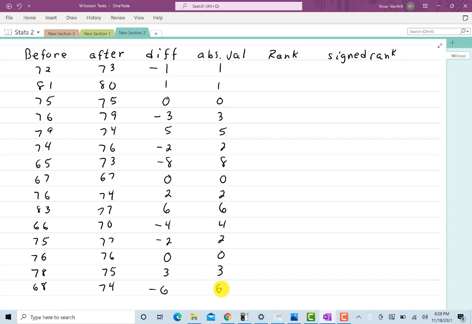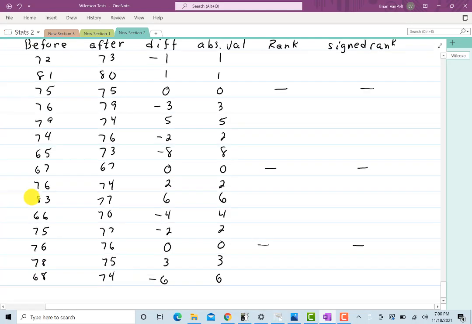Now let's rank them. We do not have rankings for the zeros, so let me find any zeros and take them out of the possibilities. There were, I think, a total of 20 of these things. 1, 2, 3, 4, 5, 6, 7, 8, 9, 10, 11, 12, 13, 14. Oh, sorry, 15. So we have 12 of them that will have a rank.